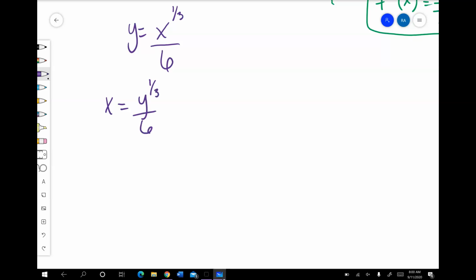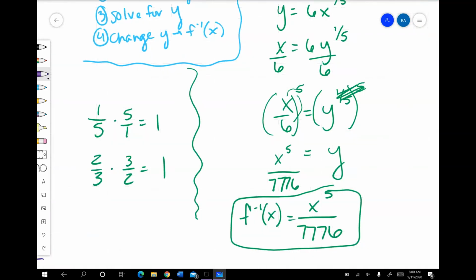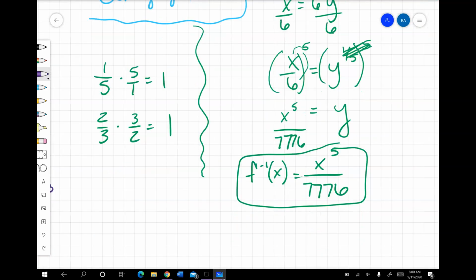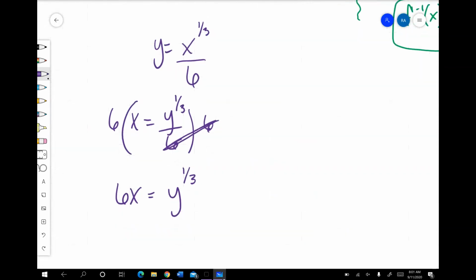You're going to work furthest out. So that 6 is being divided. So now I'm going to multiply by 6 on both sides. That cancels here, which is what we want. 6 times x is 6x, and that equals y to the 1/3. Now we just did one like this, and to cancel out the 1/5, we multiplied by 5. So to cancel out the 1/3, we're going to raise it to the 3rd exponent.